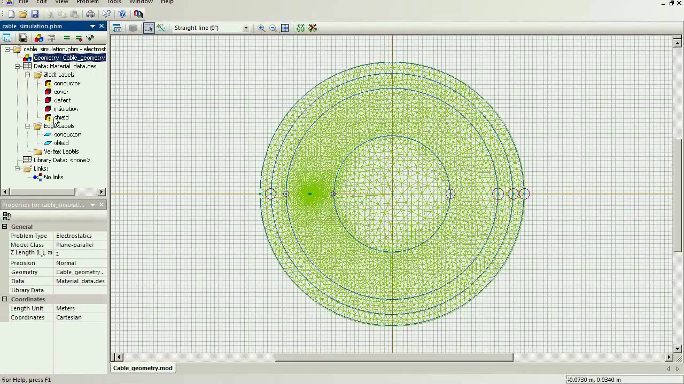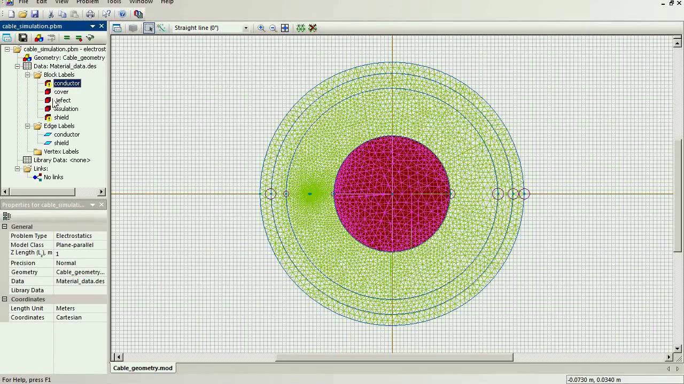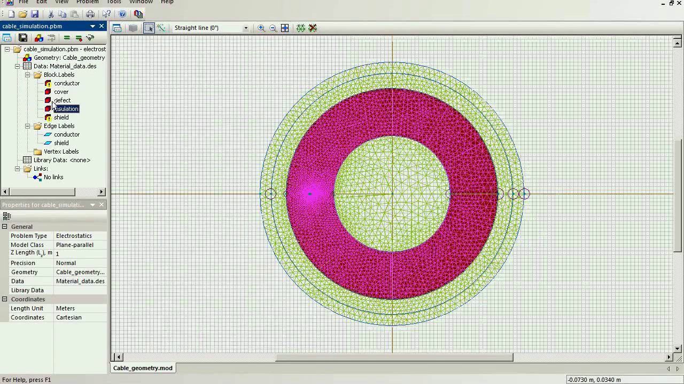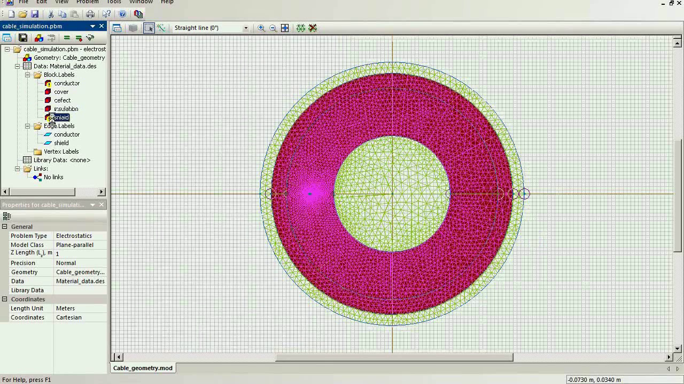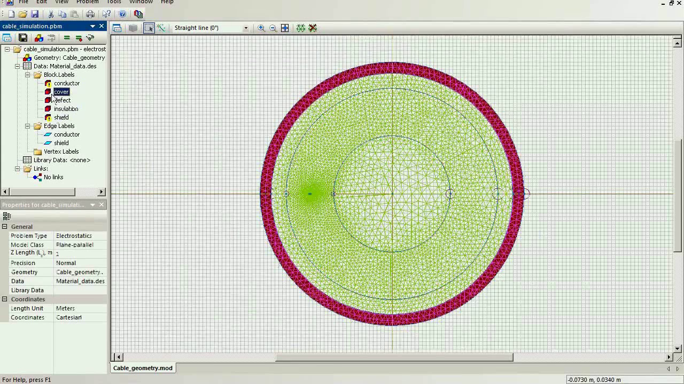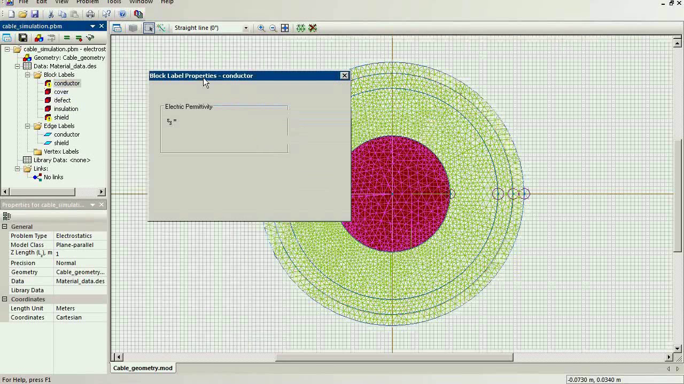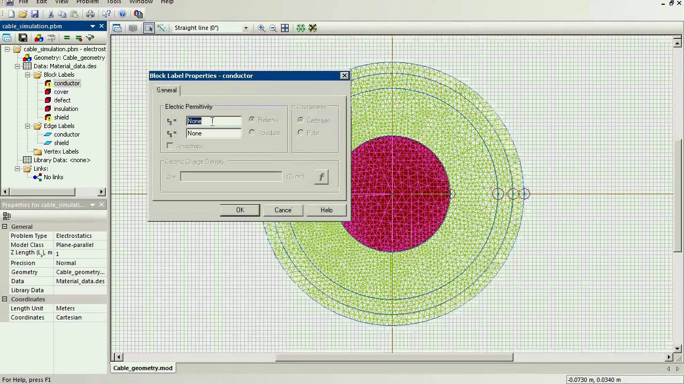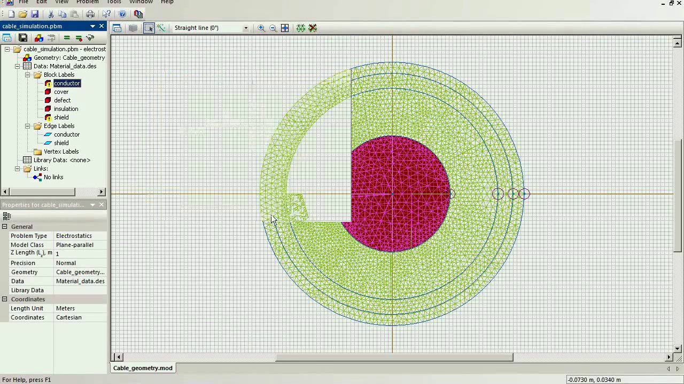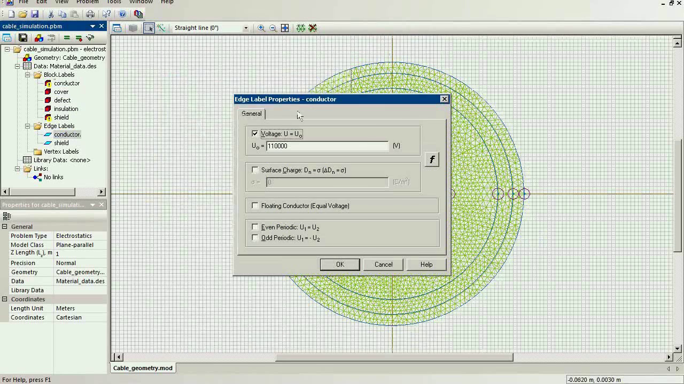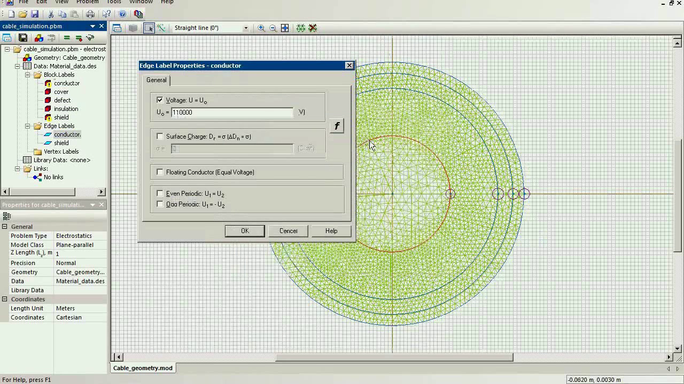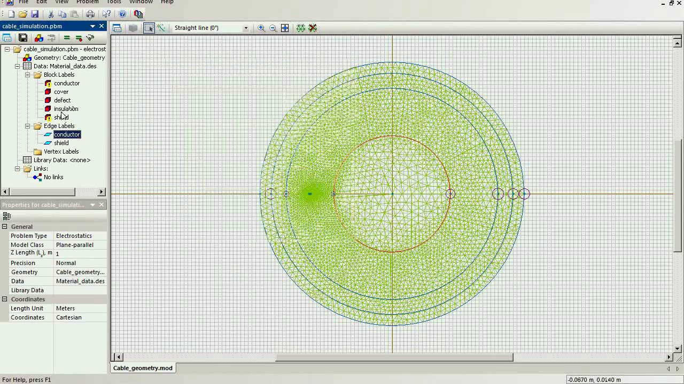This is the same geometry model, the same problem I used to calculate the capacitance of the cable. The model consists of the conductor, insulation, shield, and the cover. You may note that for the conducting materials, I specified no radius, so we will not calculate the electric field inside the conductors. Instead, I specified the electric potential on the conductor surfaces.